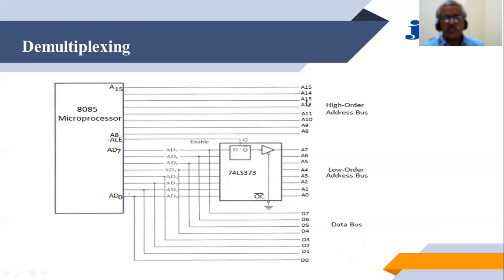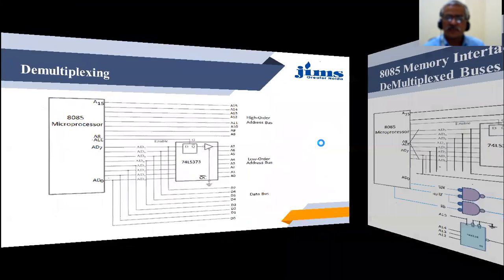Now, this was the requirement for interfacing the memory with the 8085. That means the memory requires separate 16-bit address lines and separate 8-bit data lines, and we have achieved that by the demultiplexing process. Let us now see how this demultiplexed address and data bus can be used in interfacing, in addressing, or in reading and writing the memory unit by the 8085.